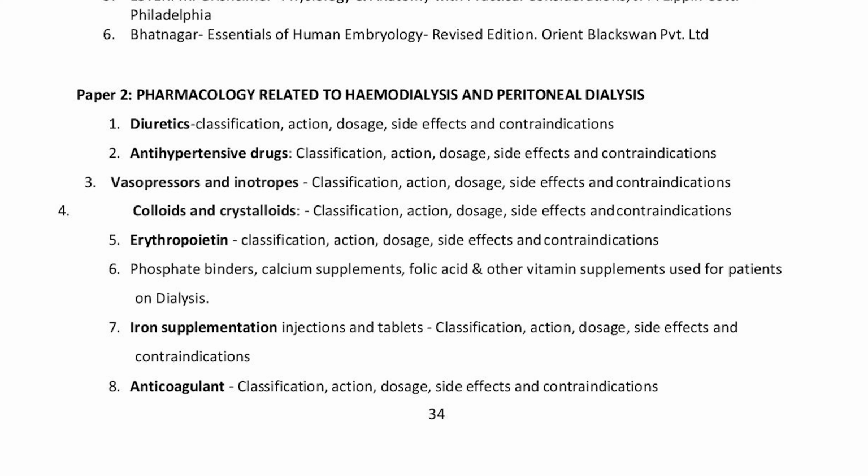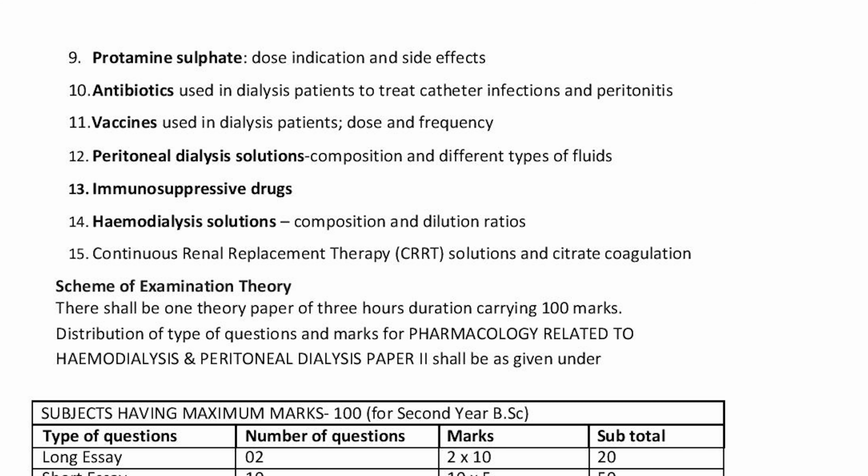Phosphate binders, calcium supplements, folic acid and other vitamin supplements used for patients on dialysis. 7. Iron supplementation injections and tablets, classification, action, dosage, side effects and contraindications. 8. Anticoagulant classification, action, dosage, side effects and contraindications. 9. Protamine sulfate, dose indication and side effects.